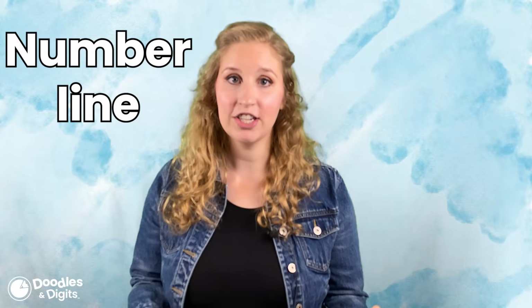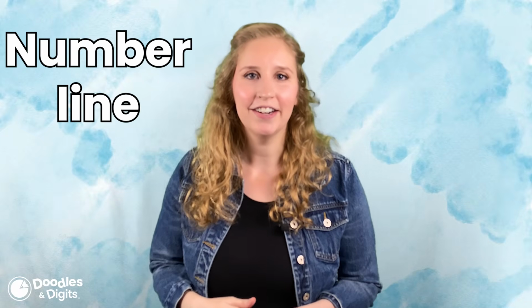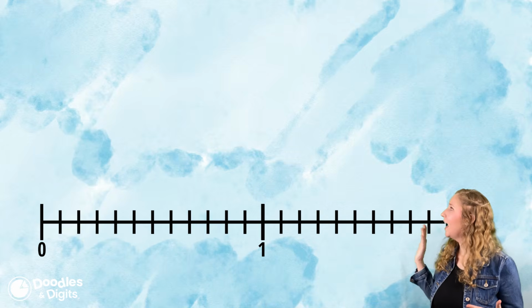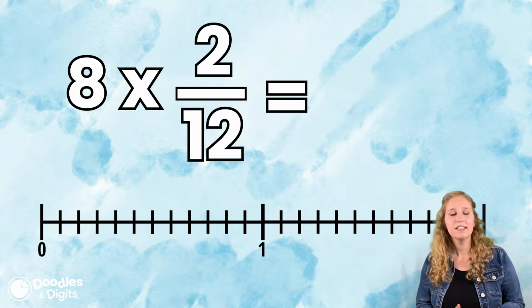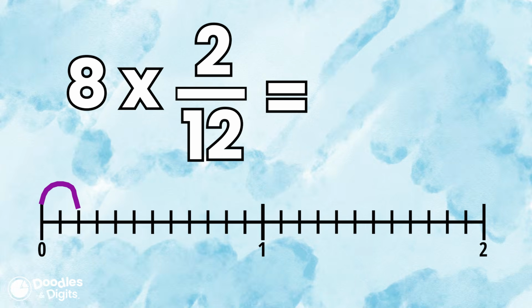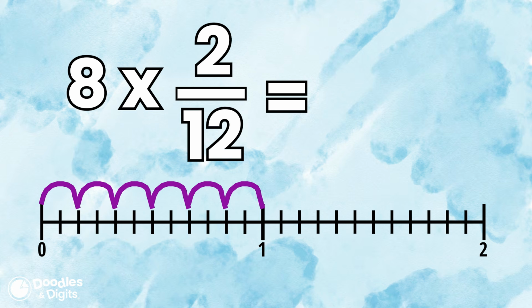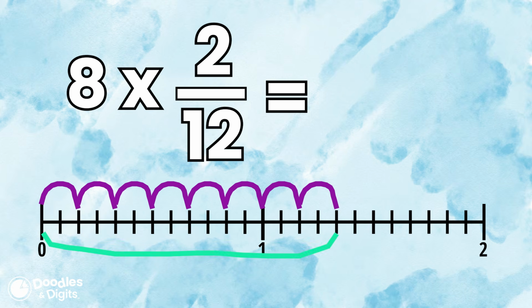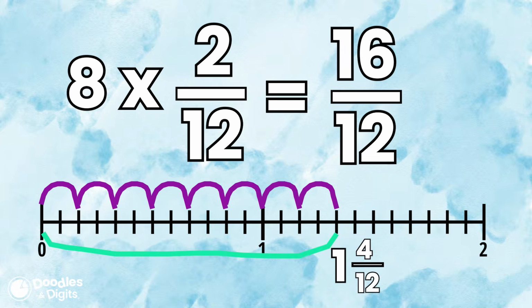All right, not only can you use models, you can also use a number line to multiply fractions. Let's look at this number line right here. Let's see, how can we multiply 8 times 2/12? We're going to make 8 jumps that are 2/12 each. Where do we land? We land on 16/12, or 1 and 4/12 in mixed number form.